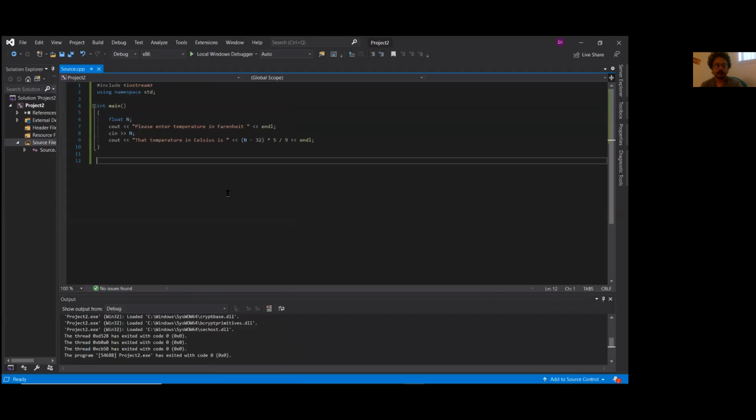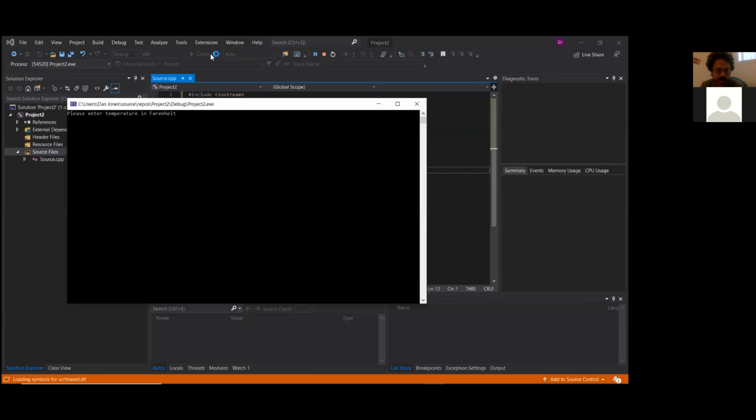Perfect. Okay, so Dan, explain your code to me. So we have all the packages and the namespace std, and then I started off by identifying the float n, and then just like the problem asks, you cout the statement, please enter the temperature in Fahrenheit, with a space, and then you cin the number, and it couts that temperature in Celsius is, and then I looked up the formula to convert Fahrenheit to Celsius.